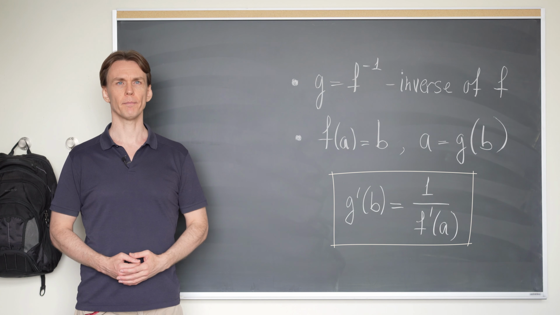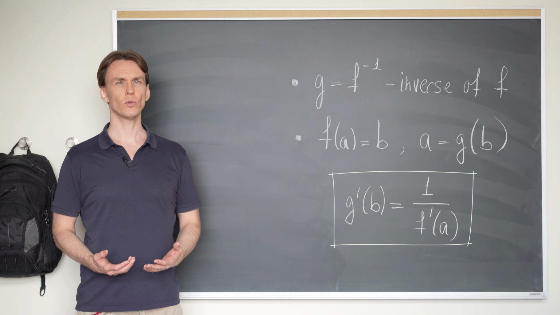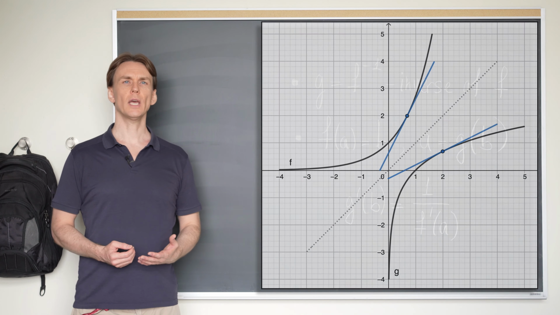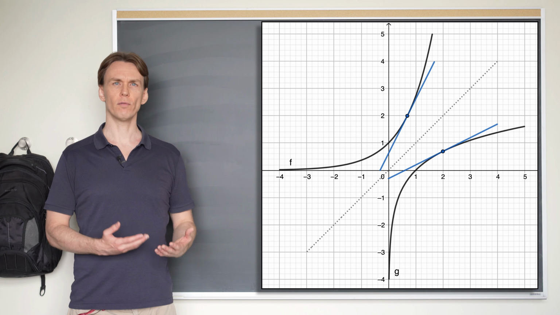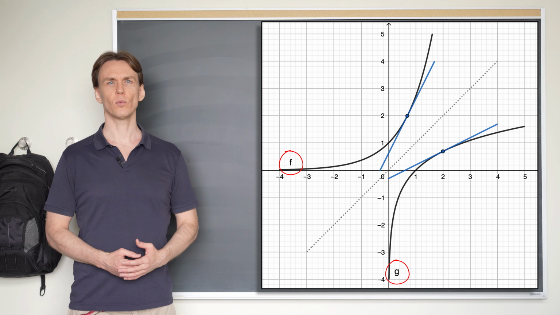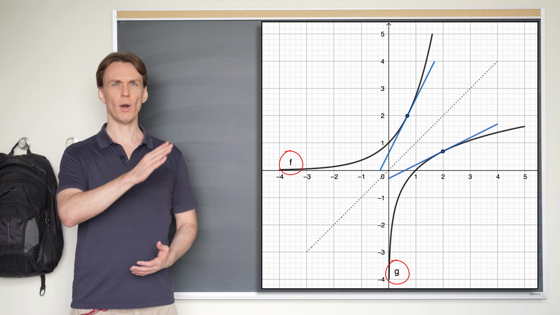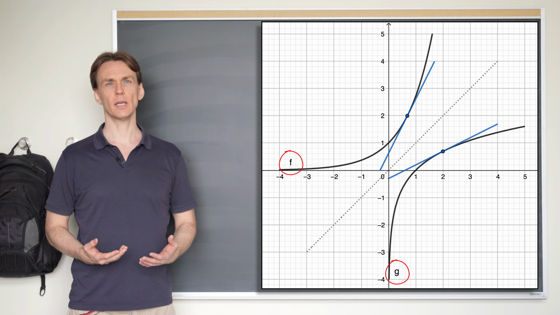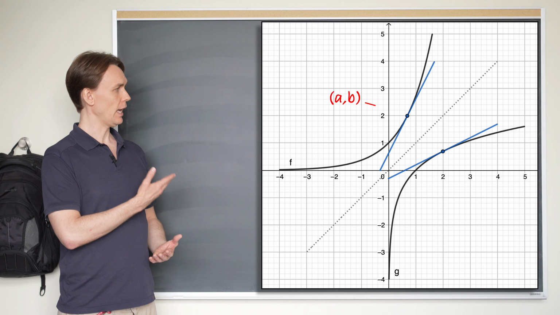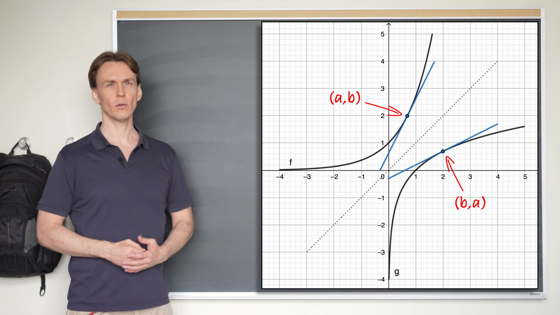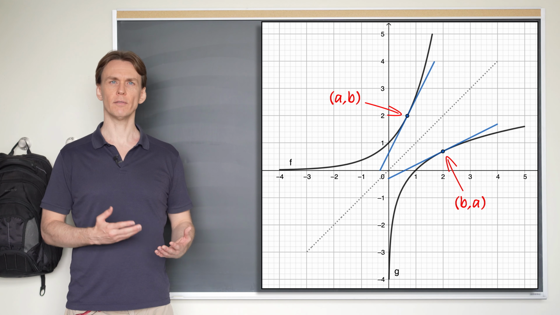Now, to see where this formula is coming from, remember that when you take a look at the graph of your function f, the graph of the inverse function will be symmetric around the diagonal y equals x. Right? And that's because if a point (a, b) is on the graph of f, then the point (b, a) will be on the graph of this inverse function g.